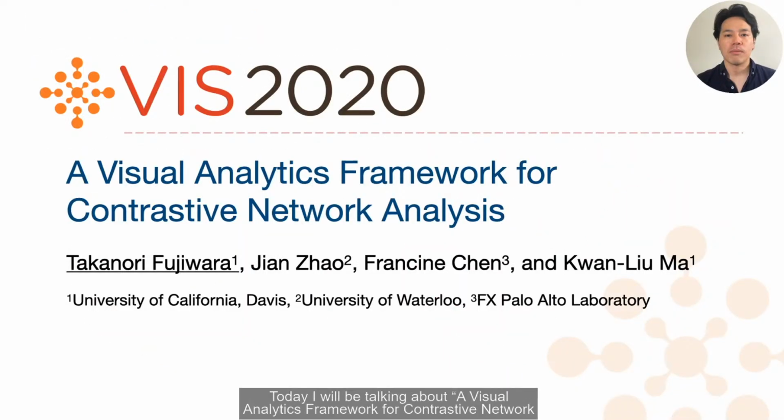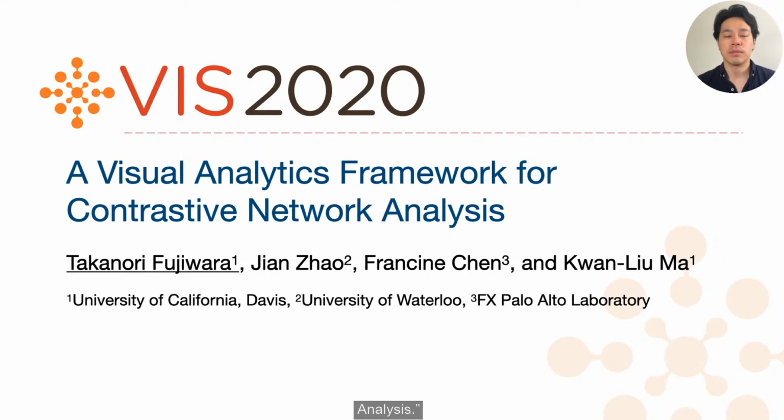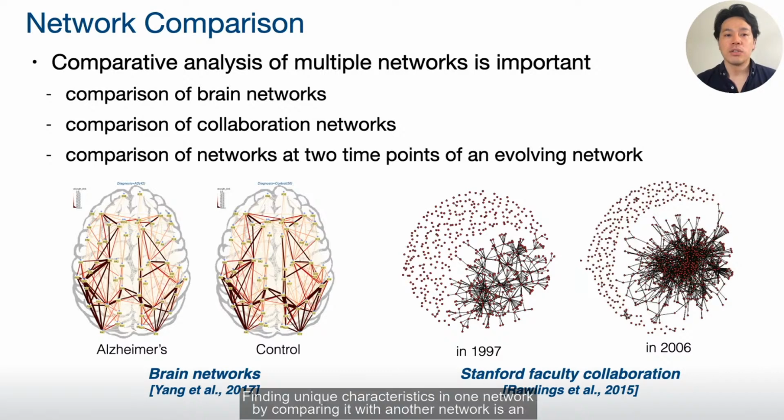Today I will be talking about a visual analytics framework for contrastive network analysis. Finding unique characteristics in one network by comparing it with another network is an important analysis task. For example, by comparing Alzheimer's disease and healthy brain networks, we can understand their functional connectivity differences.